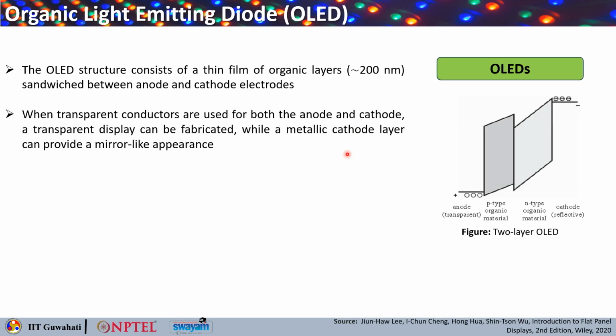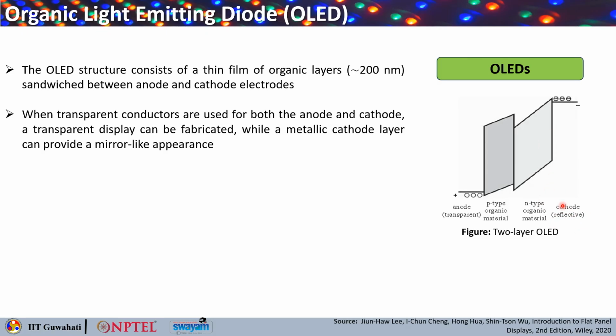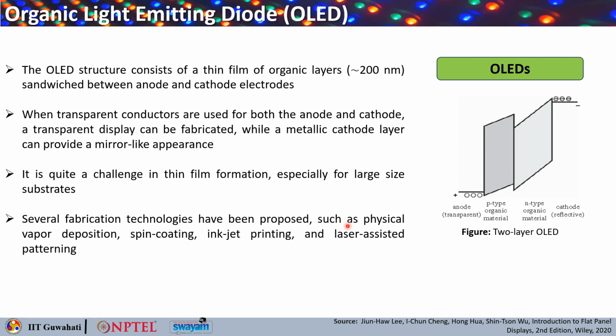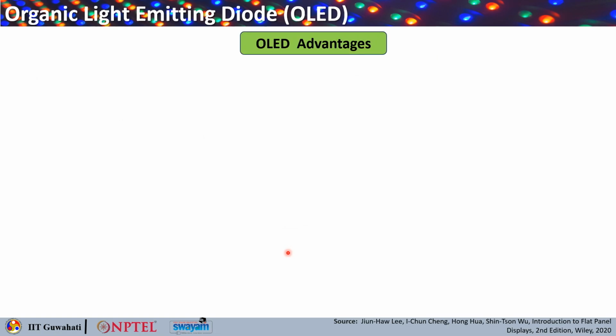So, you can basically use transparent conductors for both anode and cathode if you want to make a transparent display, okay. And if you want to make a display that has a mirror-like appearance, in that case you can have a metallic cathode just like what is shown here. Now, it is quite a challenge in the thin film formation when you go for a large size substrate. So, several different fabrication technologies have been developed, such as physical vapor deposition, spin coating, inkjet printing, and also laser assisted patterning for making these OLEDs.